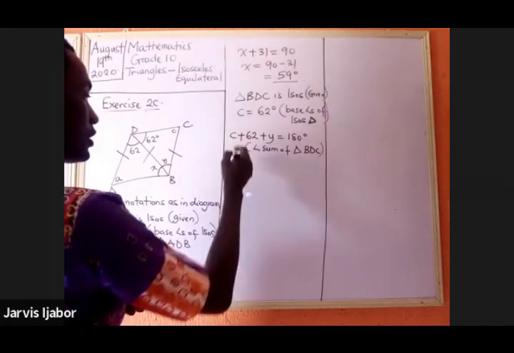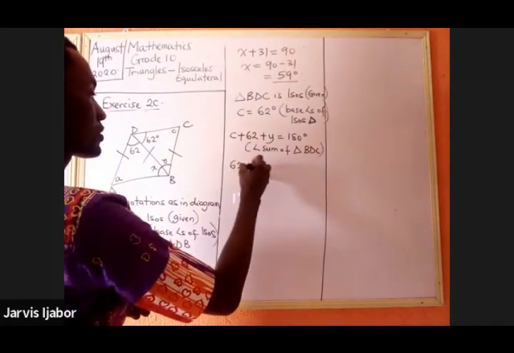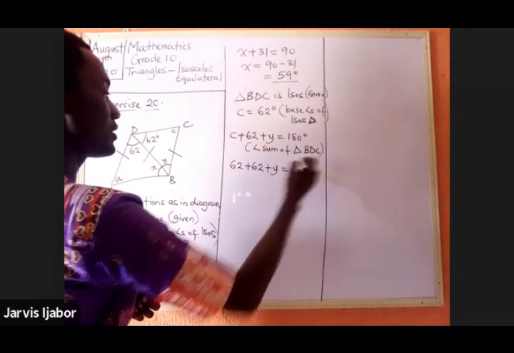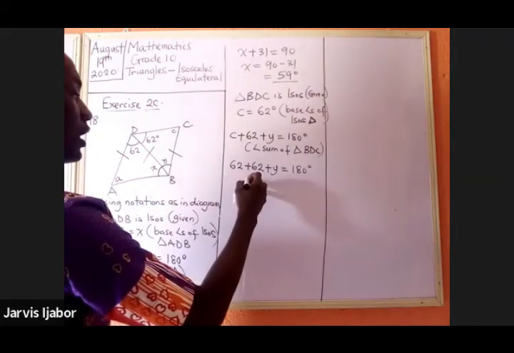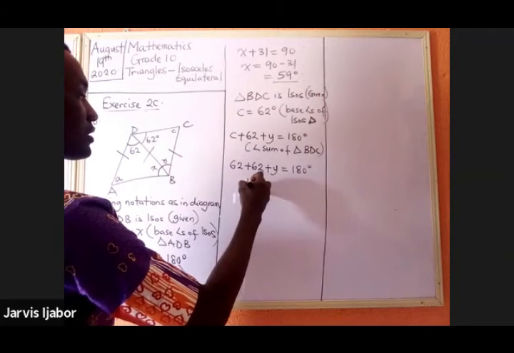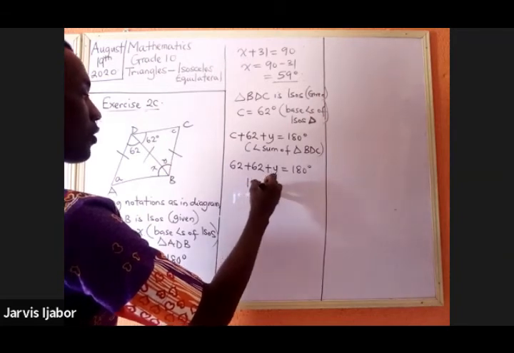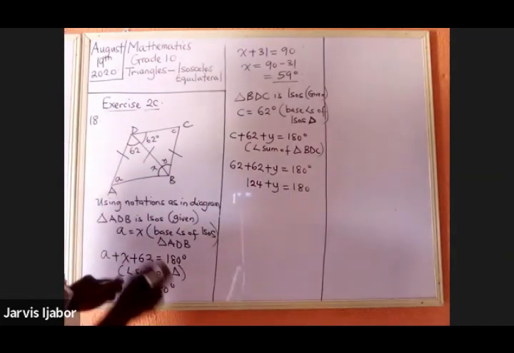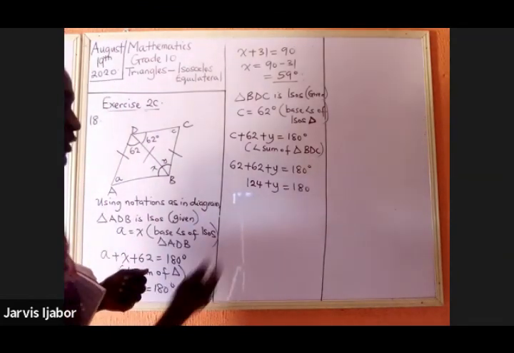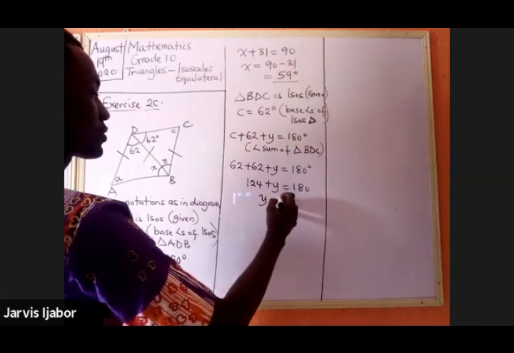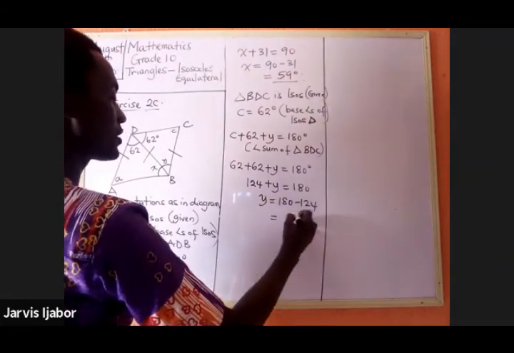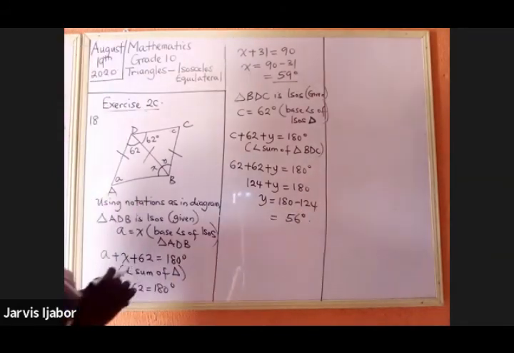Now, this will now be 62 plus 62 plus Y equal to 180 degrees, which will be what? 124 plus Y equal to 180. There are other ways I would have done this, but let's be very careful here. So Y will be equal to what? 180 minus 124, and that will give me 56 degrees.